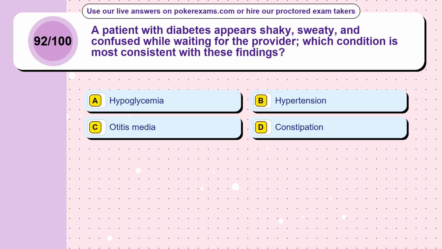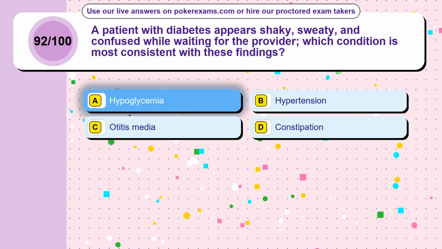Question 92. A patient with diabetes appears shaky, sweaty, and confused while waiting for the provider. Which condition is most consistent with these findings? Option A, hypoglycemia. Option B, hypertension. Option C, otitis media. Option D, constipation. The correct answer is option A, hypoglycemia.